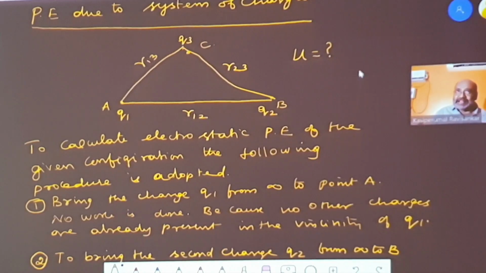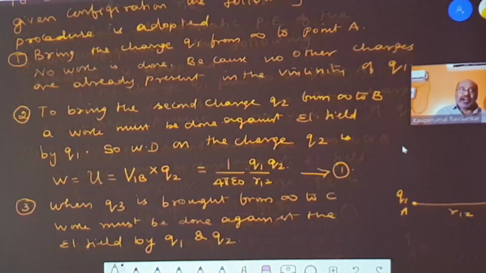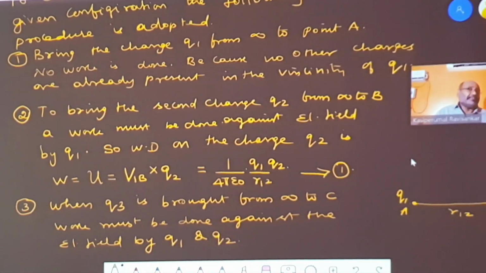Now, move on to the second one. What is the second one? Now, we have to take the second charge Q2 from infinity to the point B. While moving that second charge from infinity to the point B, a work has to be done against the electrical field produced by Q1. So, to bring the second charge Q2 from infinity to a point B, a work must be done against the electrical field by Q1.